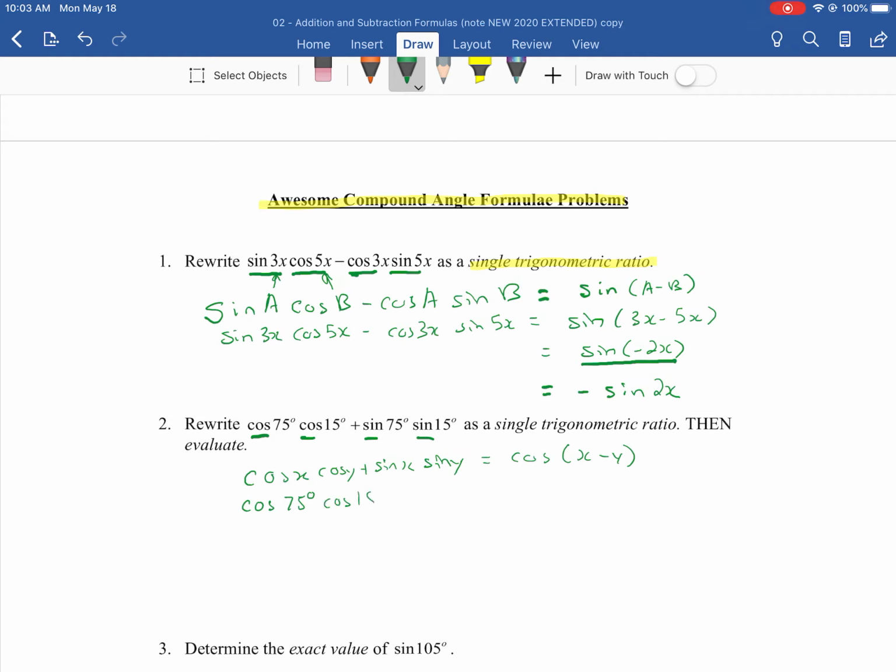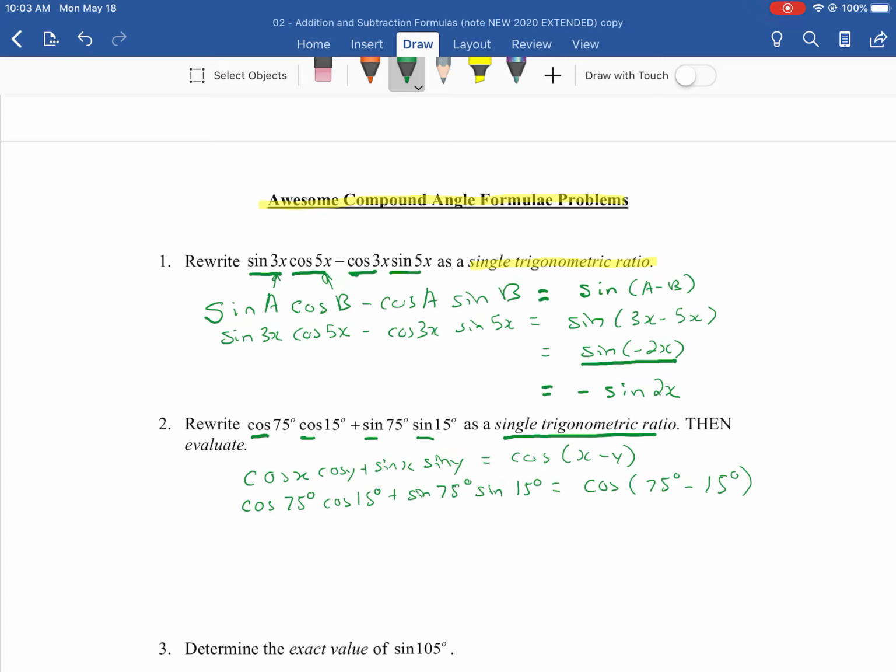I'm going to say, okay, so that means cos 75 degrees cos 15 degrees plus sine 75 degrees sine 15 degrees. That's exactly what they asked for. Now becomes cos of x minus y. Okay, back to the left side again. I made the x 75, and I made the y 15, and now I've done what they asked me to do. I've made it into a single trigonometric ratio.